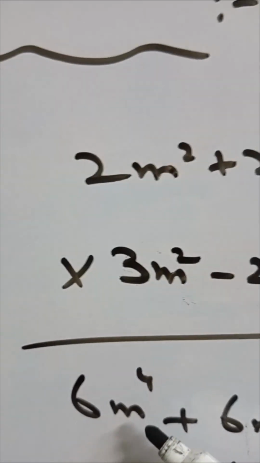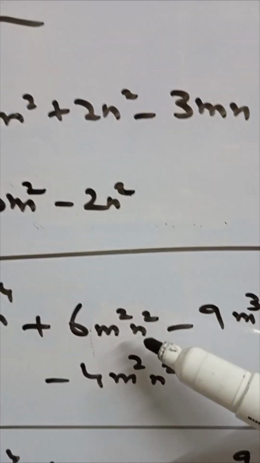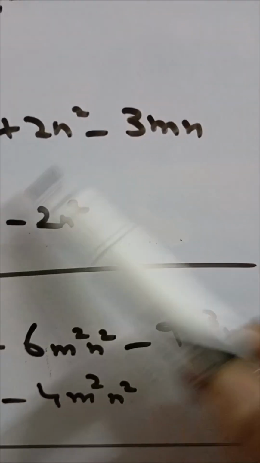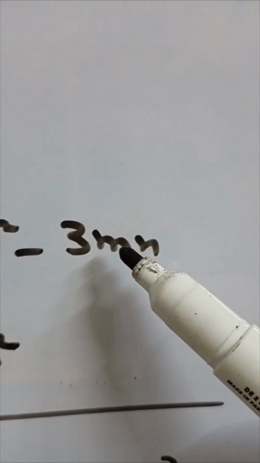You got it? I repeat, 3m square multiplied by 2m square, 3 2s are 6, m raised to power 4, and plus 3 2s are 6, m square n square, minus 3 3s are 9, plus minus minus, and m raised to power 2, m raised to power 1. So it becomes m raised to power 3, and there is no n here, so this n will remain the same.